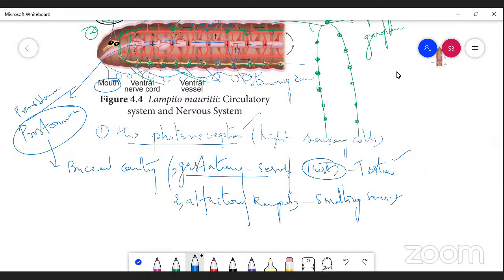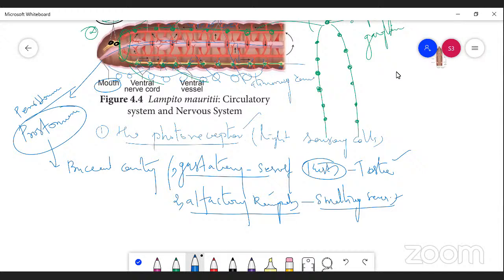Second, olfactory receptors provide a smelling sensation to the earthworm. They feed on dead and decaying organic matter in the soil. The smells that come from these materials are received as sensations by the olfactory receptors present in the earthworm's buccal cavity.